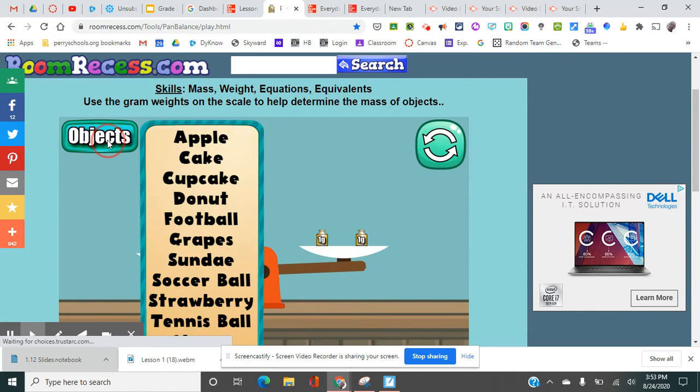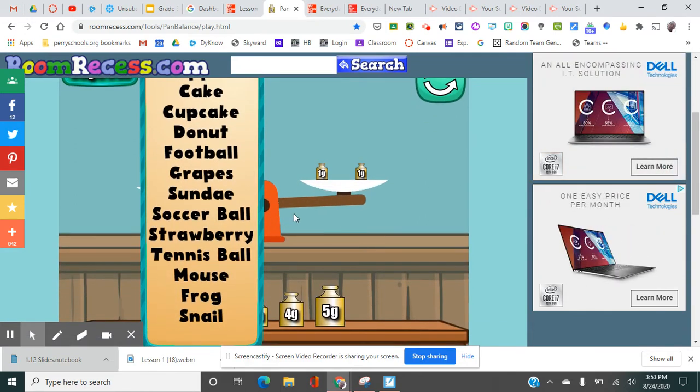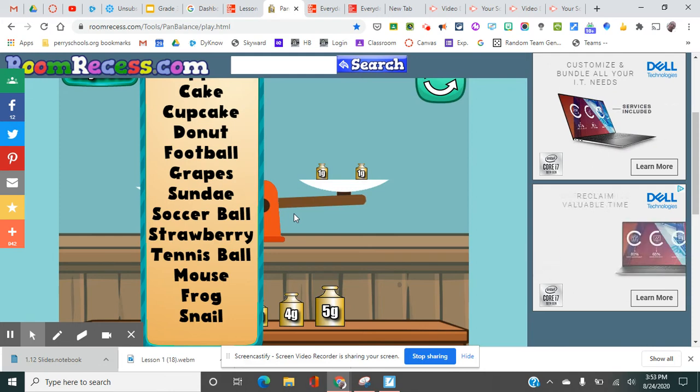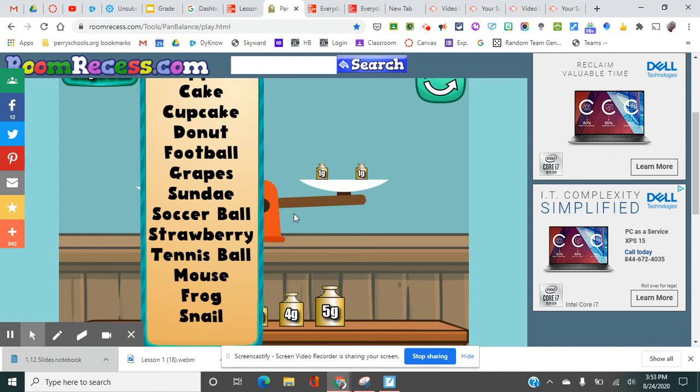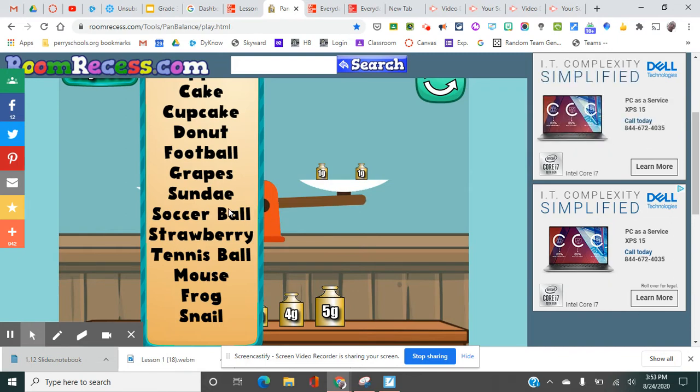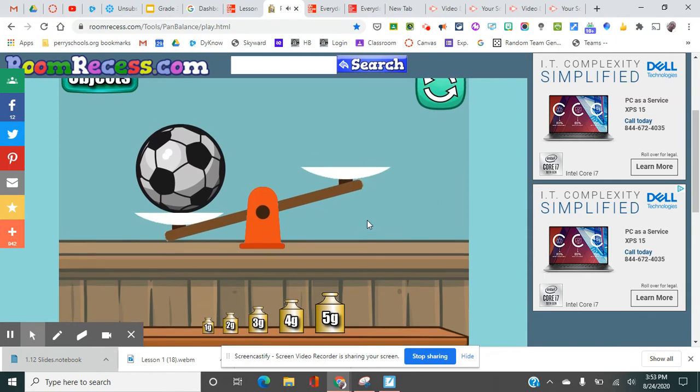Let's pick. What do you think we should pick? What do you think? I'll try to listen to you. All right. Did you say soccer ball? I hope so. If you didn't, that's okay. You'll be able to do your own choices in just a little bit. All right. So here comes the soccer ball.